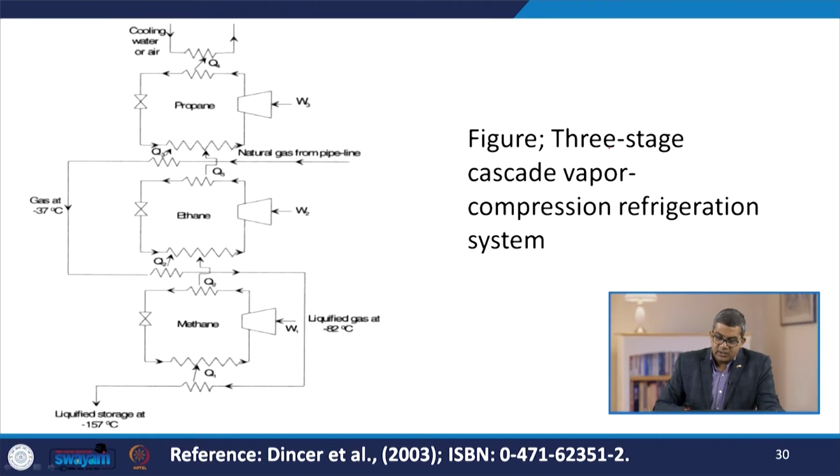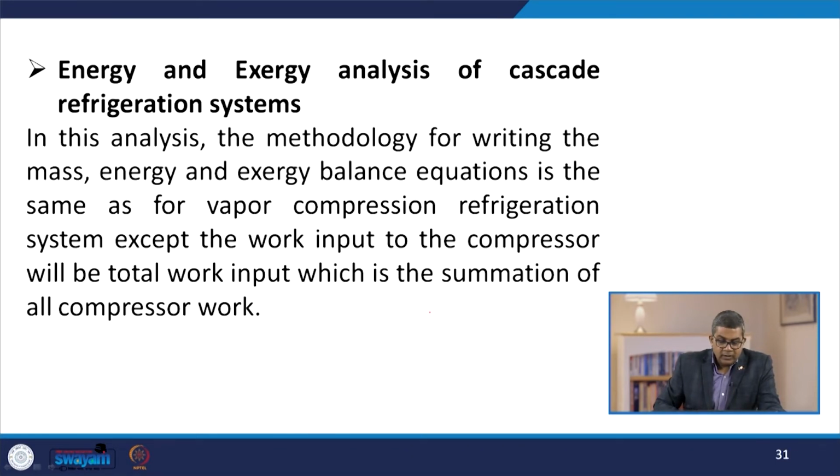Now here you see the typical figure of a three-stage cascade vapor compression refrigeration system. This is the propane, ethane and methane. Now let's talk about the energy and exergy analysis of cascade refrigeration system.